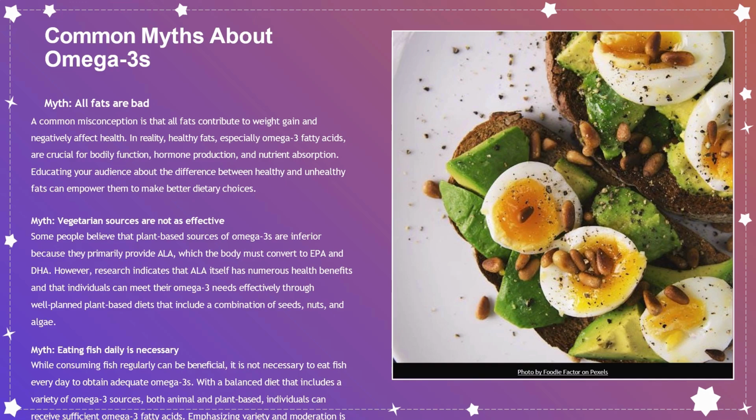Remember that serving size can vary. Typically, a standard serving of fish is about 3.5 ounces. It's also wise to adhere to daily recommendations. The general guideline suggests a total of 250 to 500 mg of combined EPA and DHA daily for your general health.